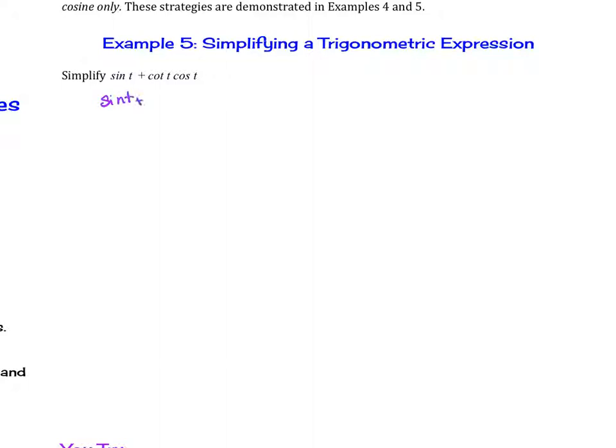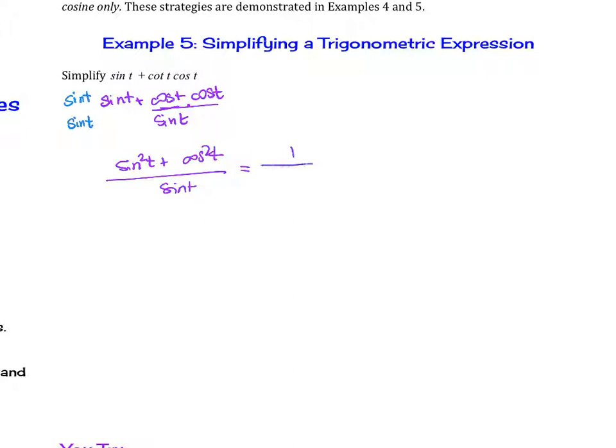So the first thing just stays. Cotangent is cosine over sine, and then times cosine of t. So what we want to do is get a common denominator. So we're going to multiply that sine by sine of t over sine of t. So now this becomes sine squared of t plus cosine squared of t all over sine of t. Now remember, sine squared of t plus cosine squared of t, that's one of our Pythagorean identities, and so that just is 1. And so it's 1 over sine of t, and we simplify all that all the way to cosecant of t.